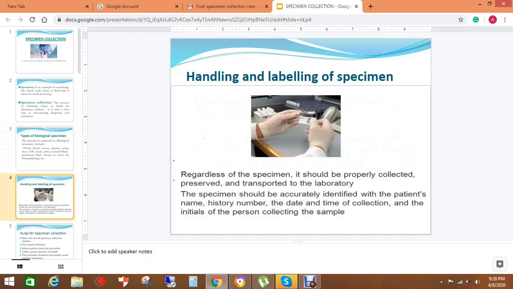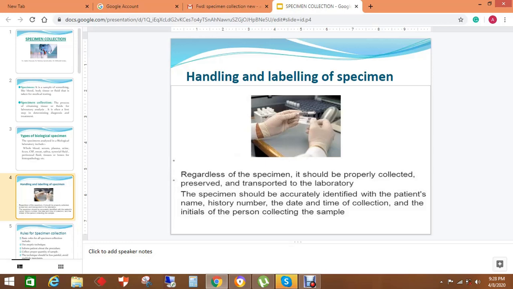Handling and labeling of a specimen. When we collect any specimen, we make sure that it is properly labeled and transported to the laboratory. Each specimen should be labeled with the name of the patient, his date of birth, and date and time of collection.